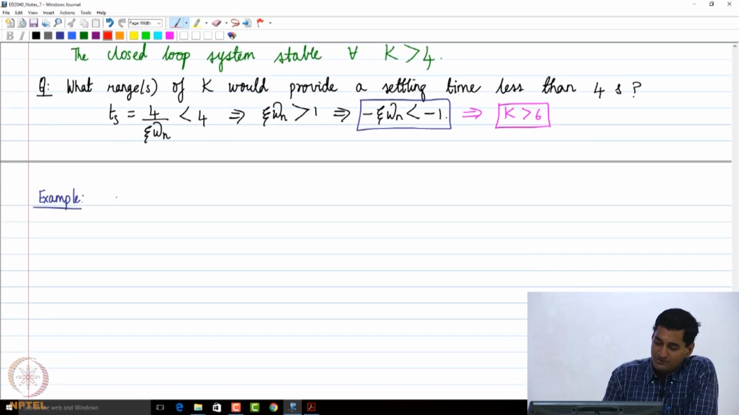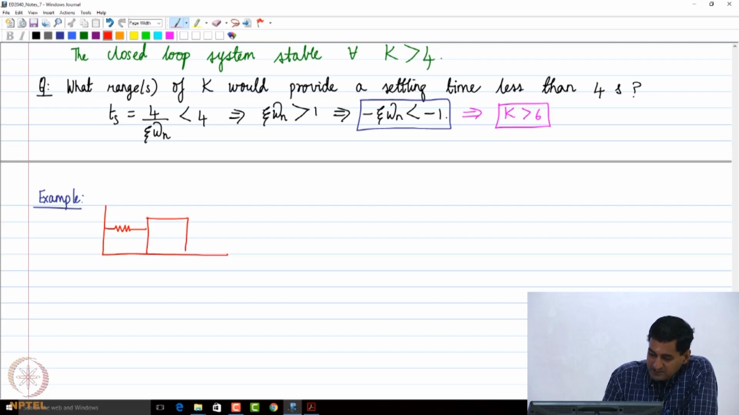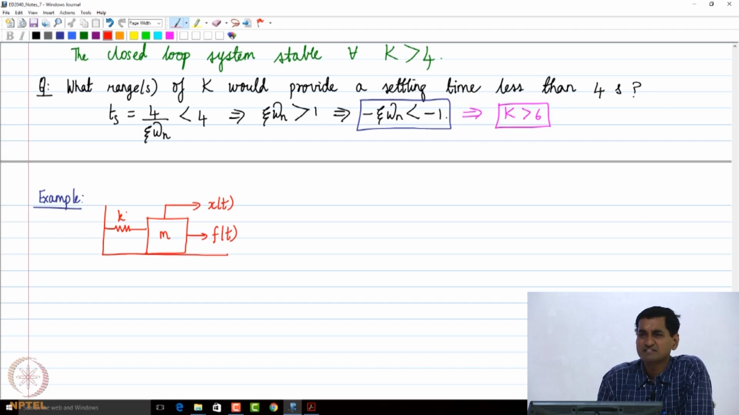So, now I am going to do an example where, to begin with, we consider a mass spring system. Let us say I apply a force f of t and we get the displacement x of t, the spring being some k. Let us say we have a frictionless surface.